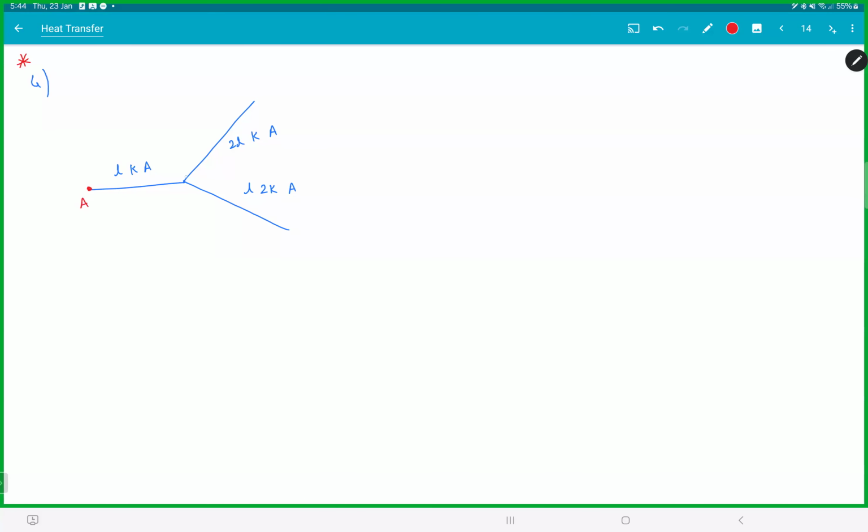Let this point be A, let this point be D, this point be B, and this point be C. Temperature at A is 3T naught. Temperature at B is 2T naught. Temperature at C is T naught. Find the temperature at that intersection D, find TD, and heat flow through each rod. What is the heat flow in AD? What is the heat flow in DB, DC, and so on?